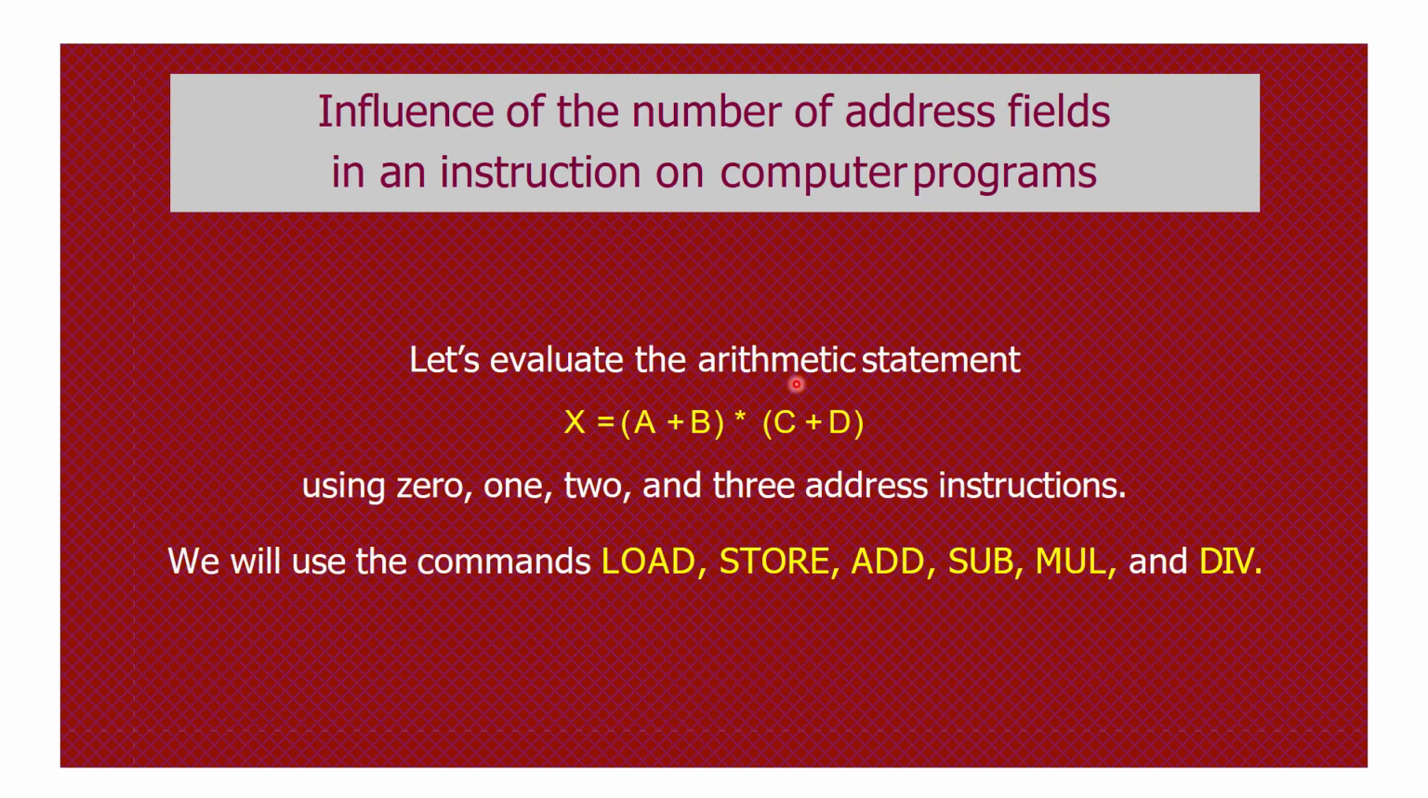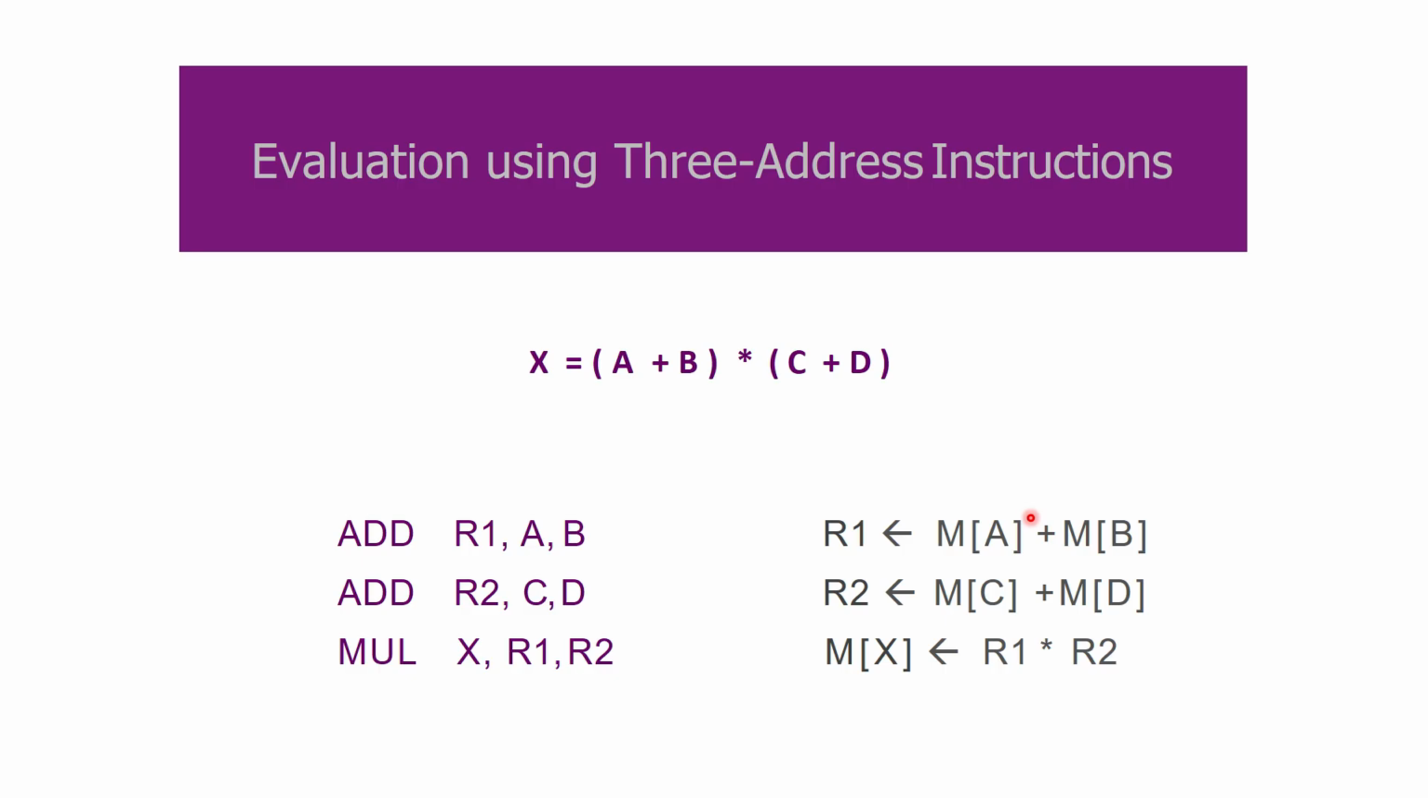So let's evaluate the arithmetic statement X = (A + B) * (C + D). We have these commands: load, store, add, subtract, multiply, divide. Using the 3 address instruction, we can have 2 or 3 registers. So now we want to evaluate this expression using the 3 address instruction mode. 3 addresses means we have 3 addresses here, 1 from the register and 2 from the memory.